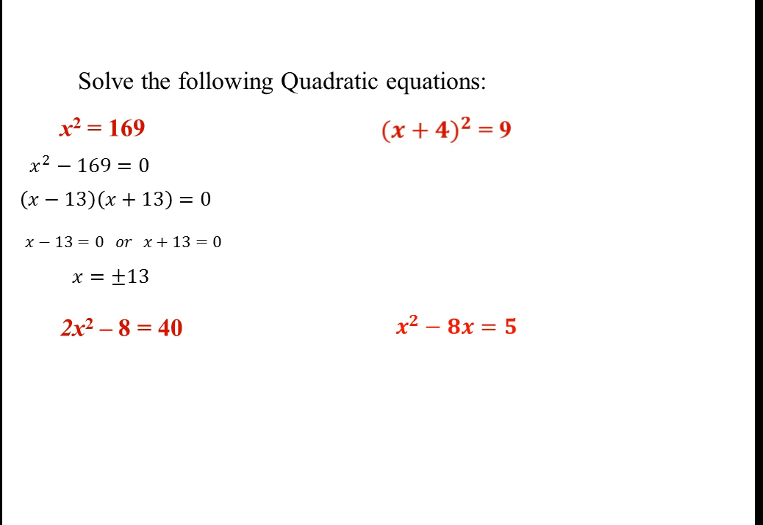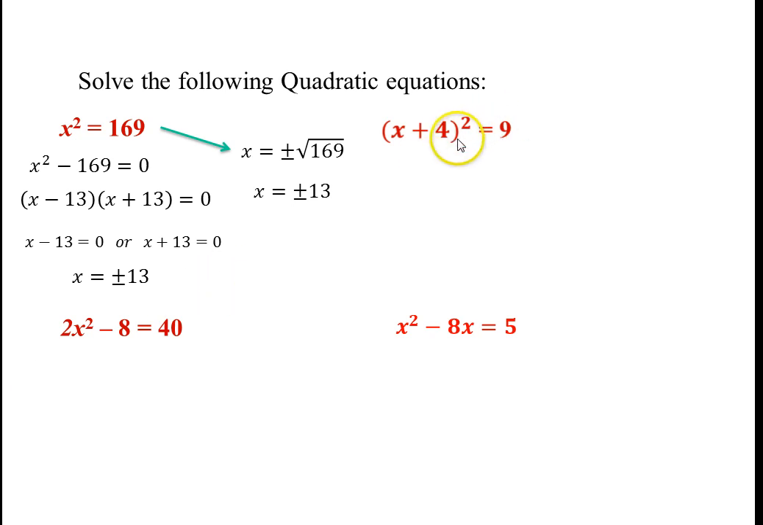That's not the only way to solve this equation. There might be a simpler way. We could take the square root of both sides. So x would equal plus or minus the square root of 169. Now 169 is a perfect square, so the square root of that would be 13, so we get the same solution, x equals plus or minus 13.